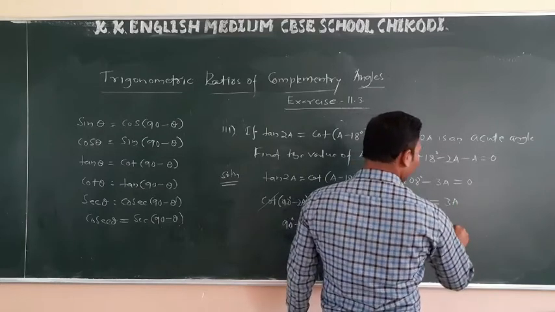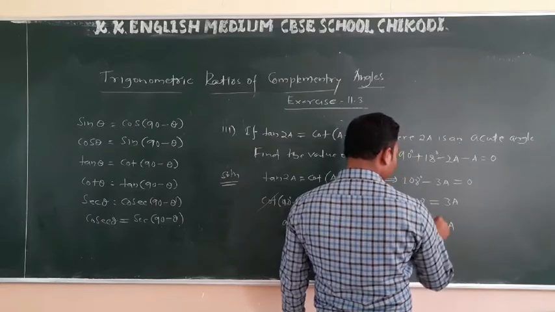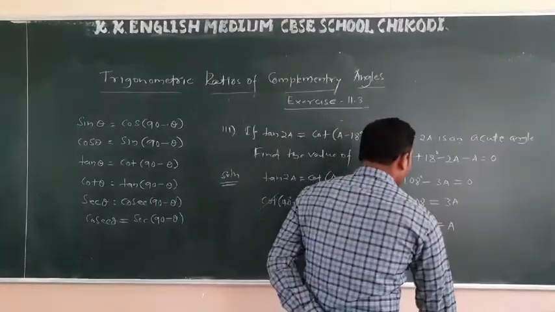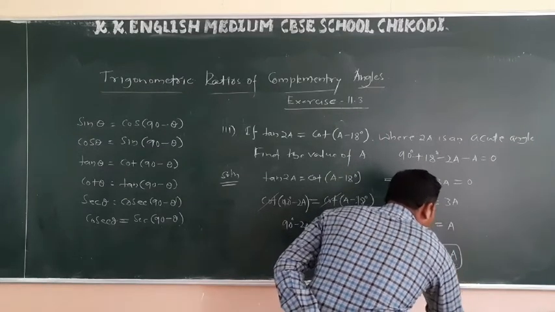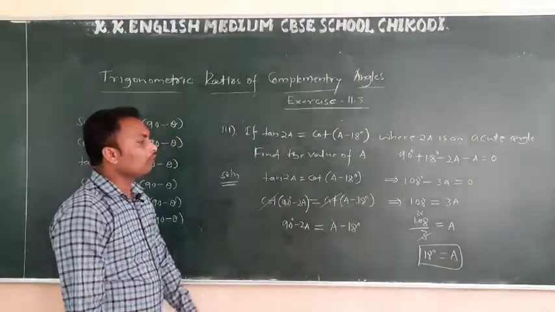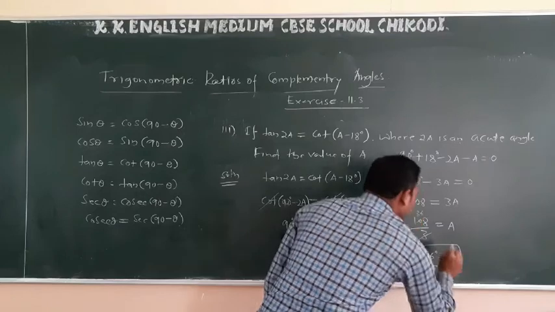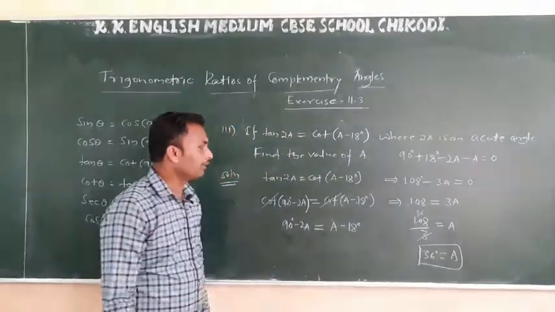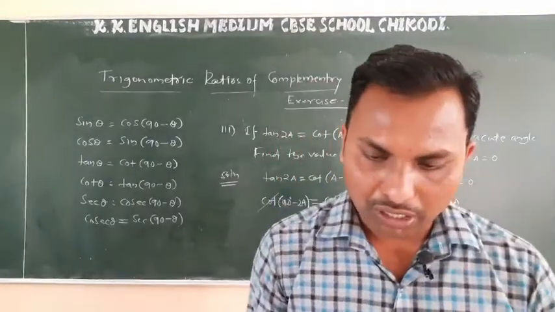Now we need only a, so 108 divided by 3: 3 ones are 3, 3 sixes are 18. Sorry, it is 36. Where a is an acute angle, a is equal to 36 degree. We got the answer, a is equal to 36 degree. I hope you understood. Let me solve one more example.